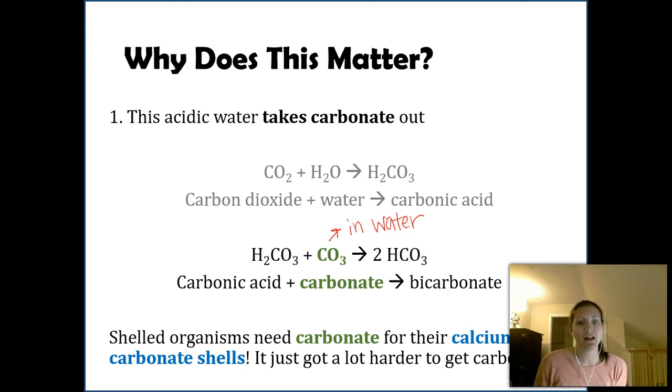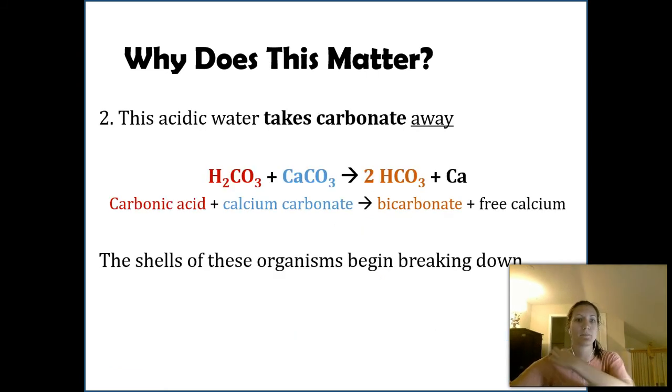So again, the first thing that happens is carbon dioxide makes carbonic acid. Then that carbonic acid is going to bind with any carbonate that's found in the water and gets rid of that carbonate. It turns that carbonate into something else. Well, shelled organisms are screwed. They needed that carbonate. Now, we don't have so much carbonic acid that all the carbonate's going away, but there is less than there used to be.